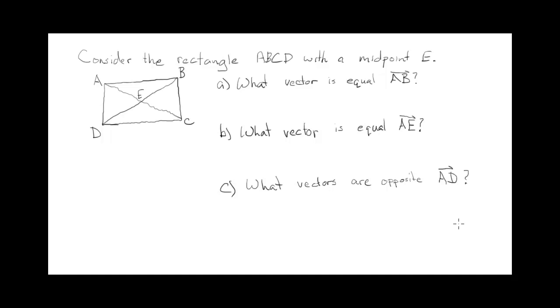Okay, in this video, I'm just going to look at a pretty straightforward example to get to the idea of some of these definitions about vectors, equal vectors, opposite vectors. So we have a rectangle ABCD, so I labeled it as such. When you have it written ABCD as a rectangle, that means you're going to label the points in a counterclockwise direction. So ABCD, and the midpoint is E.